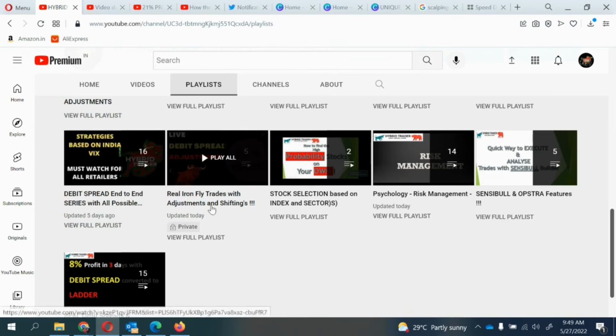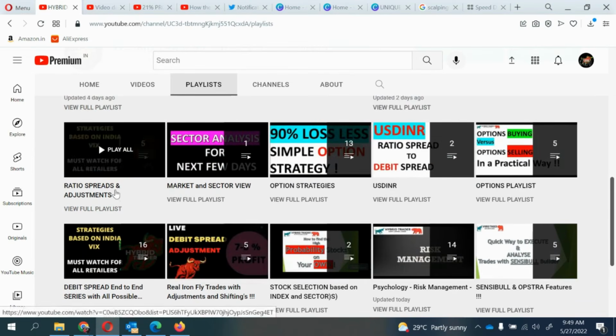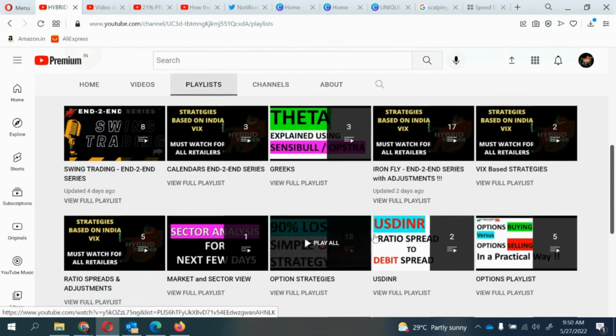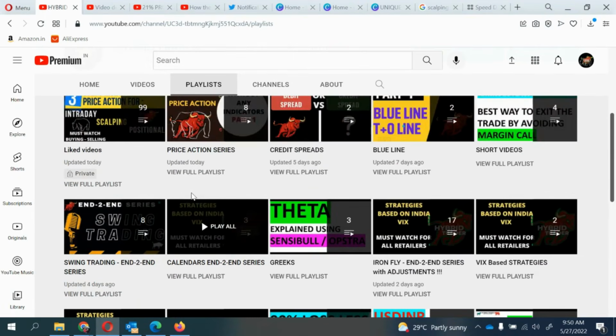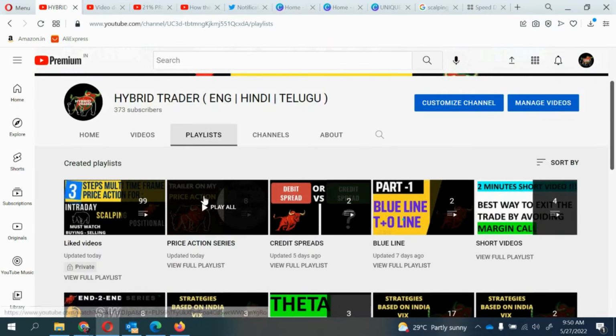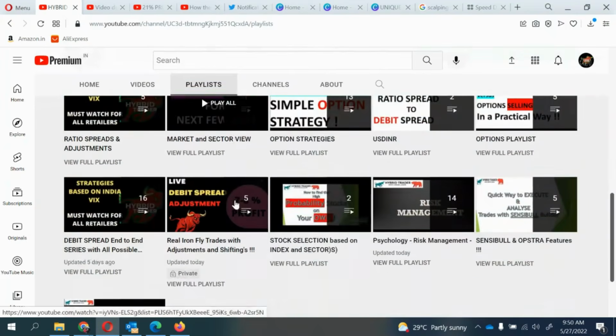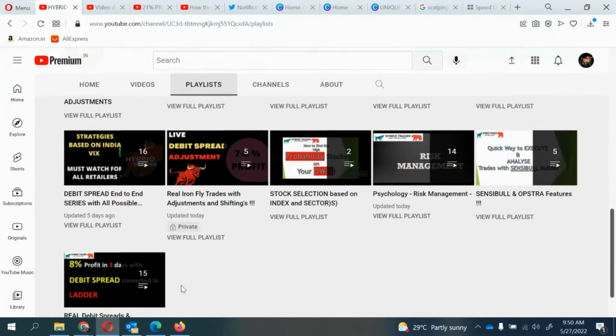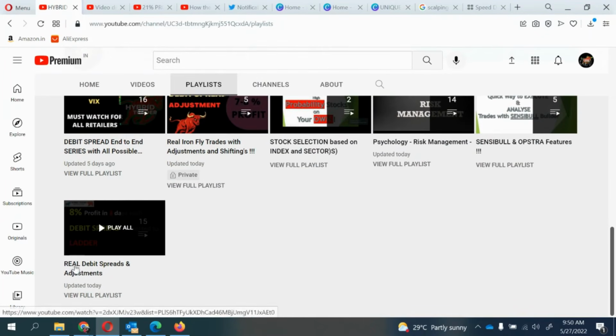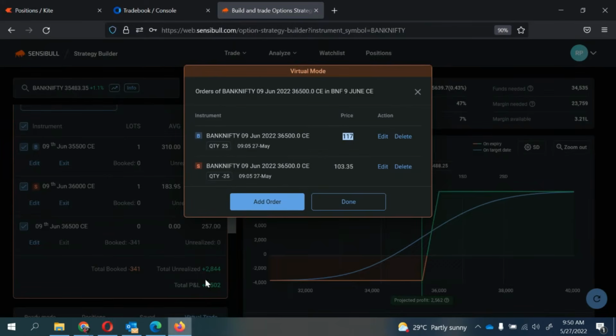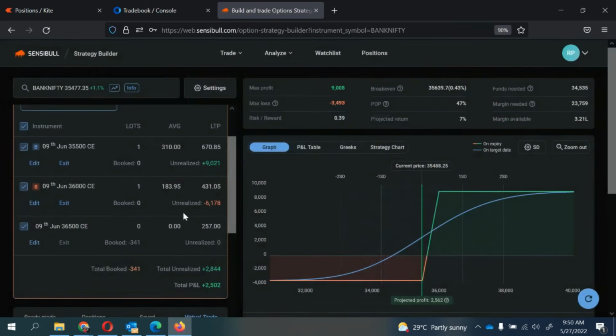See, Iron Fly. This is not Iron Fly. There is some ratio spread. You can watch this. And there are real time trades also. I'm not sure where exactly it is. So there are some real time trades also, yeah, this one. See, real time debit spreads adjustments, 15 videos. I've taken all my real trades. These are all my real trades, friends.